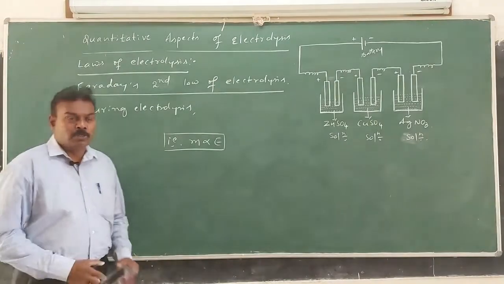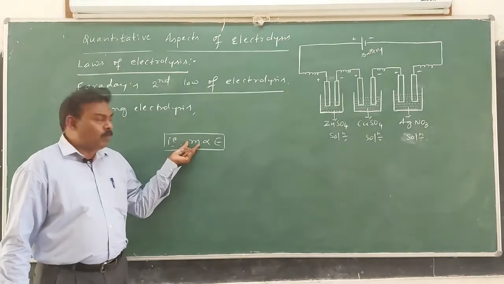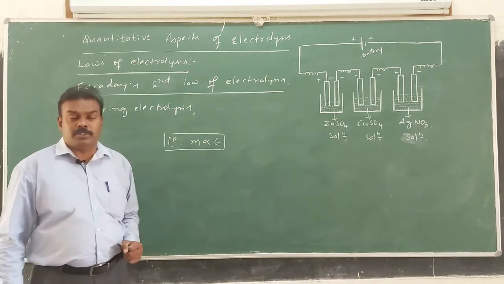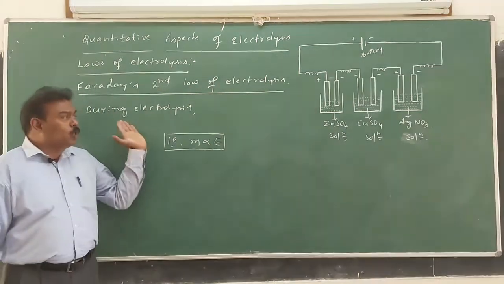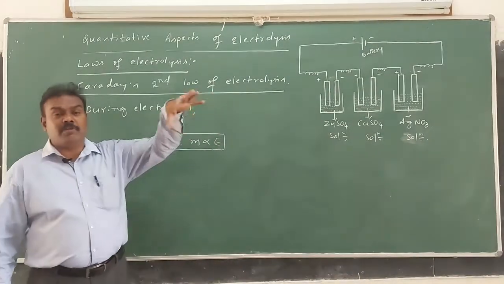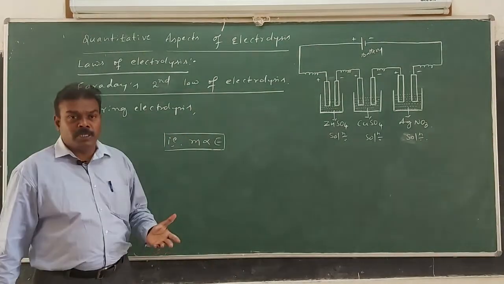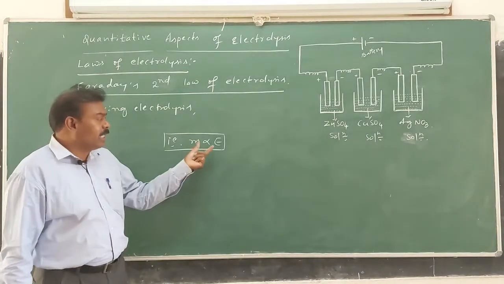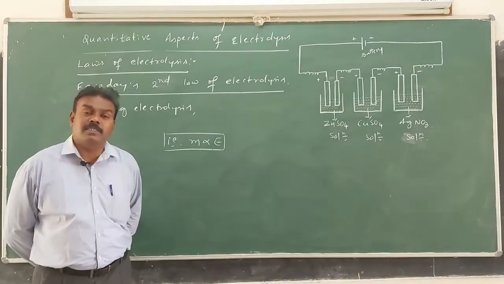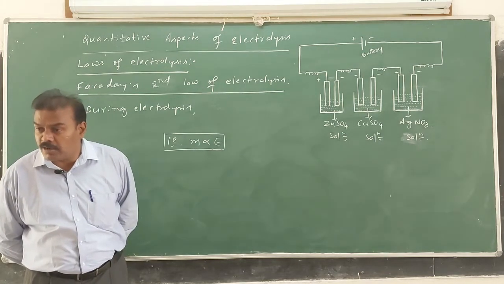What is the mathematical expression for the law? M is proportional to E, where M is the mass of the substance deposited, which is directly proportional to equivalent mass. Once again, the statement: during electrolysis, when the same amount of electricity is passed through different electrolytic solutions connected in series, the amount of the substance deposited is directly proportional to equivalent mass. This is Faraday's second law of electrolysis.